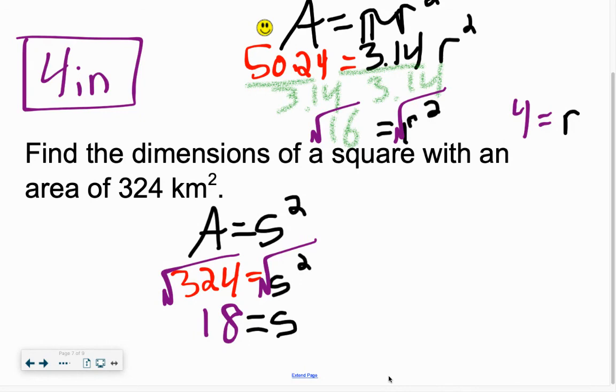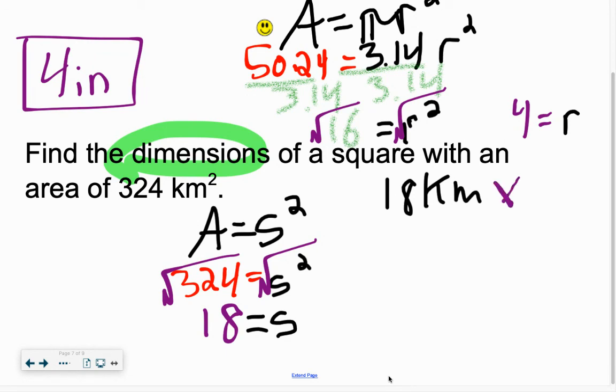So the square has a side length of 18 kilometers, but notice it didn't ask for that. It said, what are the dimensions? This is something you have to be careful on a quiz, assessment, or on IXL. It wants to know it's 18 kilometers long by 18 kilometers wide.